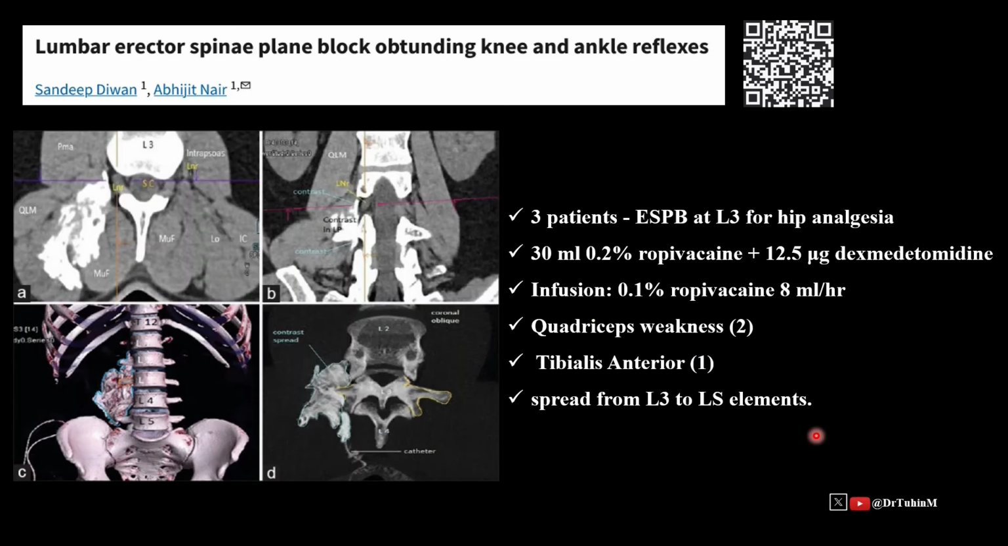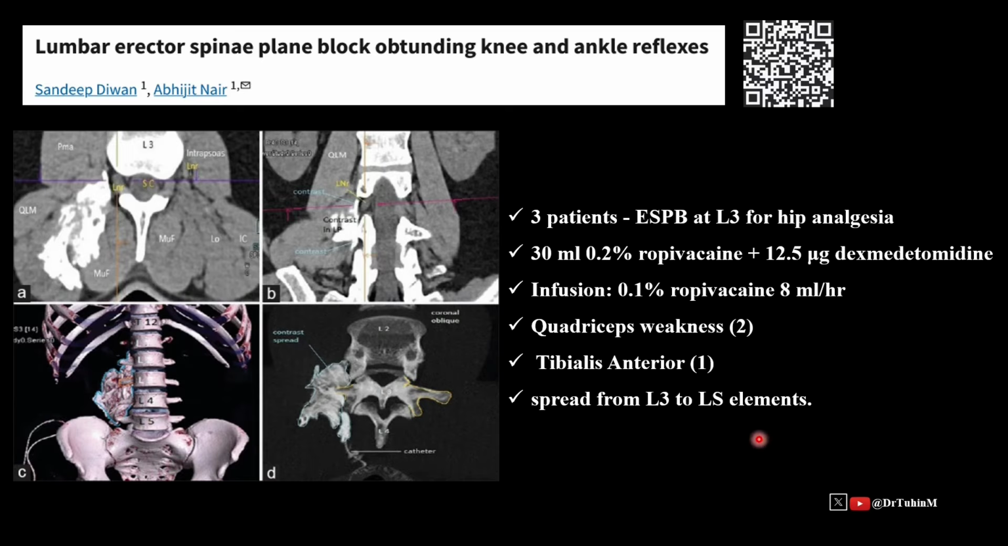Epidural spread, or the spread towards the lumbar plexus area, was responsible for the quadriceps weakness when this erector spinae plane block was used in patients for hip analgesia. As you can see, 30 ml of 0.2% ropivacaine was used, and they also noted tibialis anterior weakness. So lumbosacral spread was noted here, because if you look at the anatomy, there is no specific anatomical barrier like what we have in the thoracic area, that is the superior costotransverse ligament.